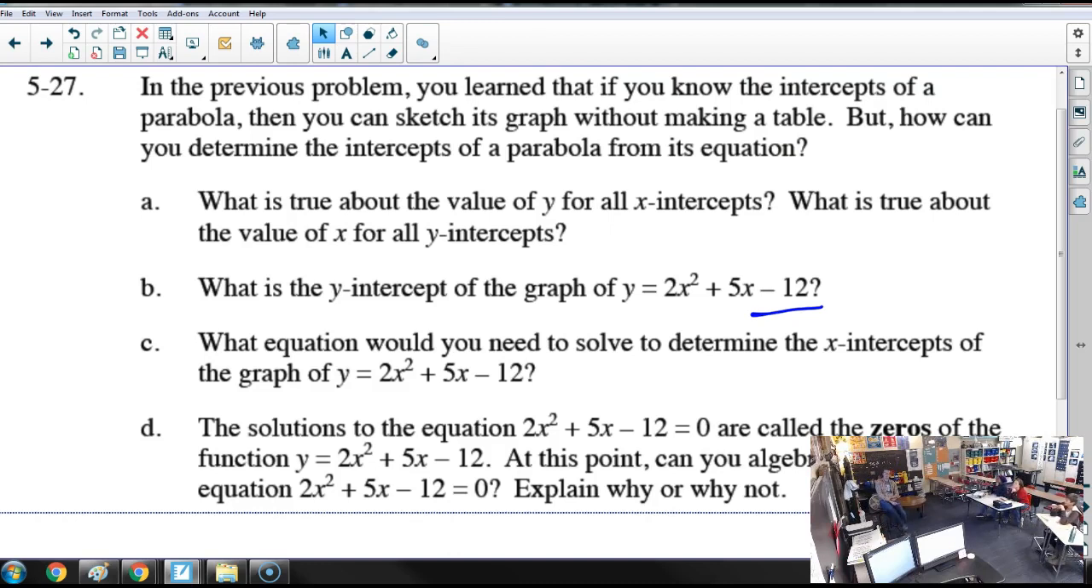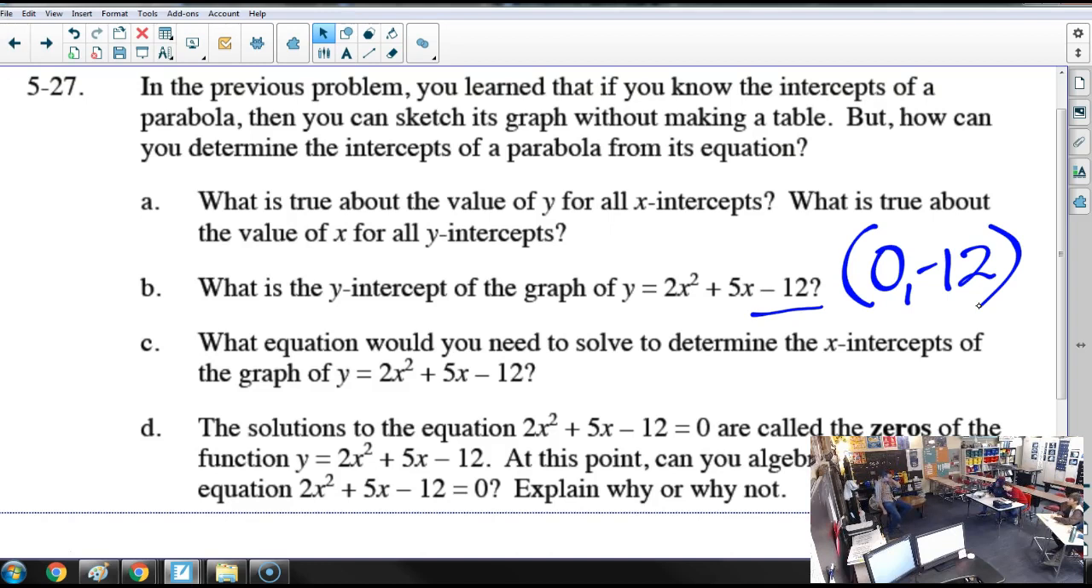So, what equation would we need to solve to determine the x-intercepts of that graph? We know the y-intercept, right? That's one point we can check with. So this is 0, negative 12. Go ahead and write down that trinomial, please. Whether you write y or f of x is up to you.